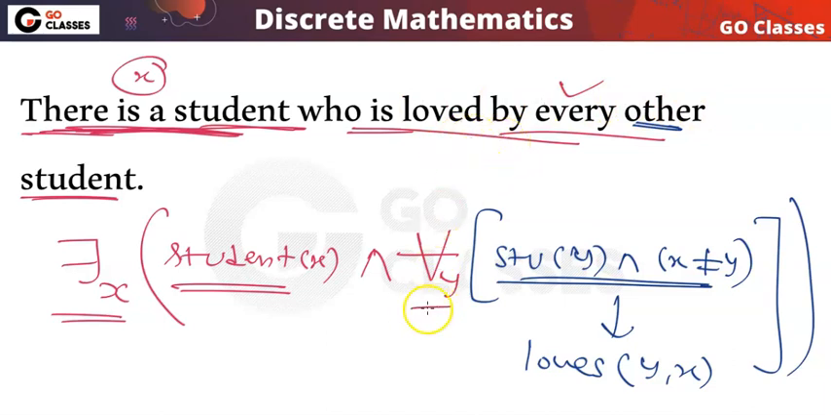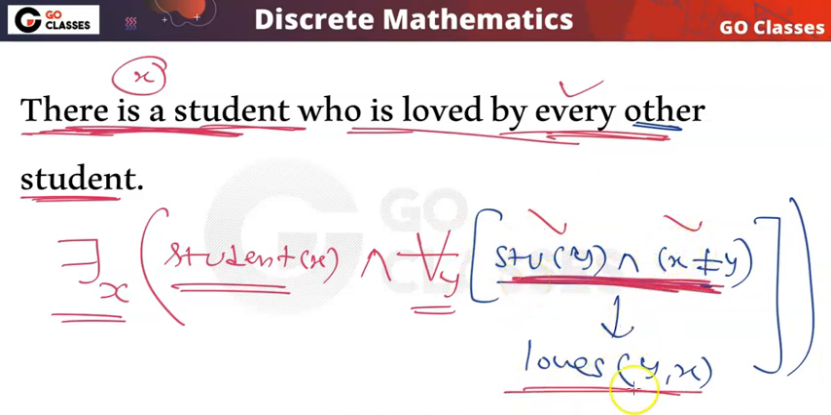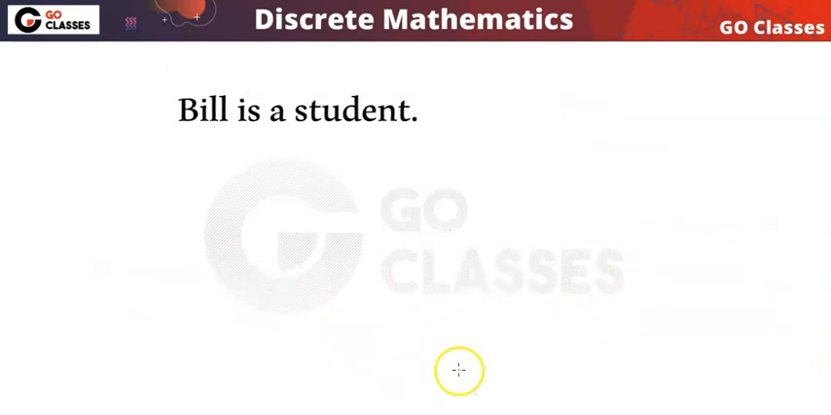So for all y, if y is a student and y is not x, loved by every other student means for all y, if y is another student, then y loves x. Then y loves x, correct? So this is the point. So this is how we can convert, very simple. Let's see the next point.